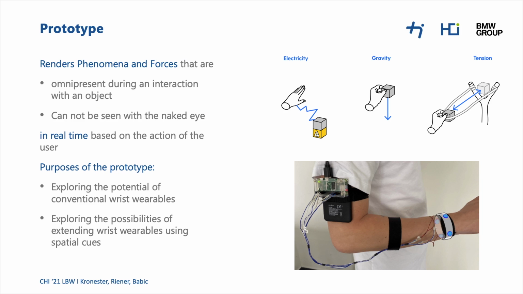To investigate this potential, we created a prototype with 4 linearly arranged ERM vibration motors around the wrist to render phenomena and forces emanating from objects that cannot be seen with the naked eye, such as electricity, gravity, so the weight of an object, and tensional force. The design of the prototype follows 2 purposes. First, exploring the potential of conventional wrist wearables by controlling all 4 actuators synchronously, and second, exploring the possibilities of extending them to create more detailed information through spatial cues around the wrist.